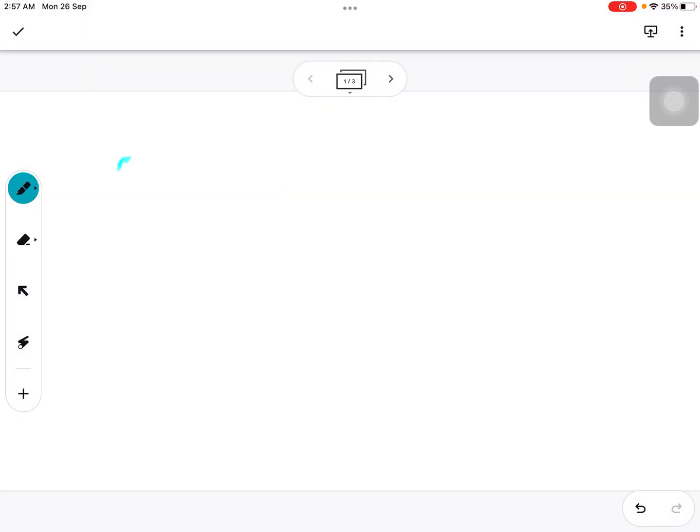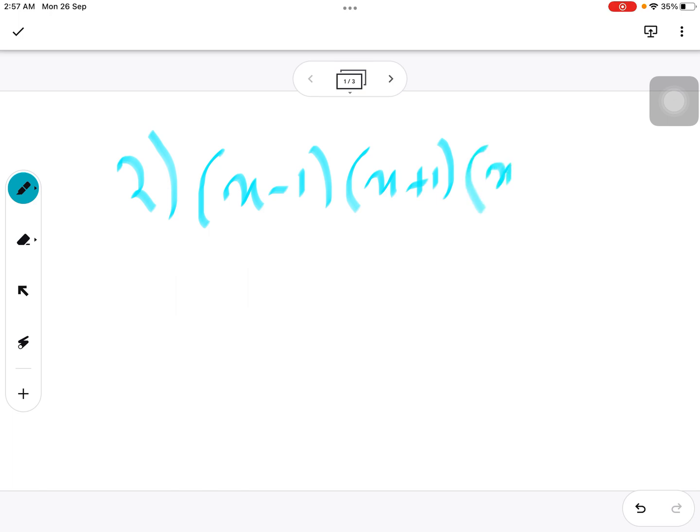Let's look at the next problem. Slightly we will increase the difficulty level: x minus 1 into x plus 1 into x square plus 1 into x to the power 4 plus 1. Okay, don't get intimidated or afraid by this lengthy problem. Let's take two things at a time, and simply try to solve the problem.